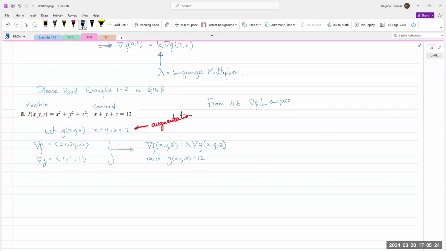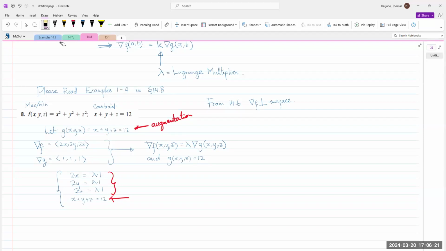Okay, so if I really line them up, you will notice that the x component of the gradients will be 2x for the gradient of f equals lambda times 1 for the gradient of g. 2y equals lambda times 1, which is lambda. 2z equals lambda times 1, which is lambda, and it has to satisfy x plus y plus z equals 12. We need to find all the solutions that satisfy these four equations. Notice that we need to solve four things, not only the three equations that come from the gradients, but also the constraint.